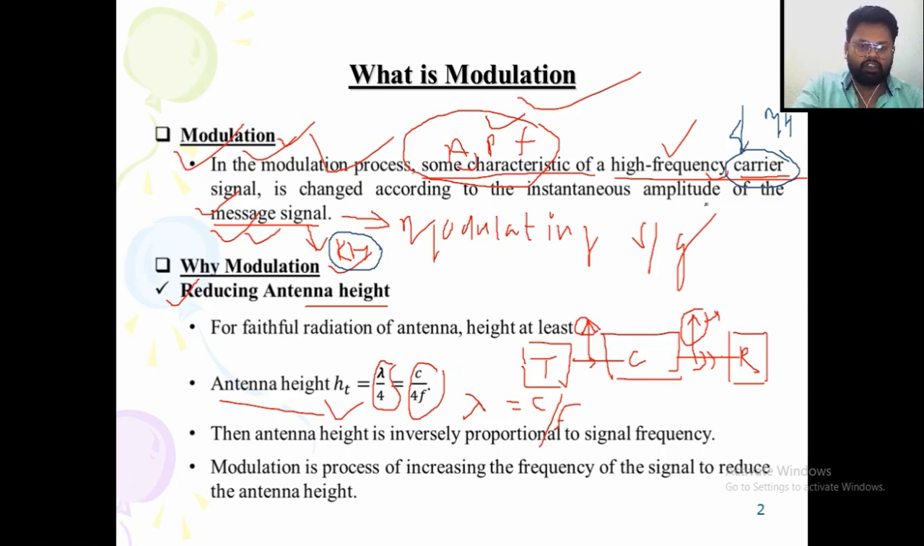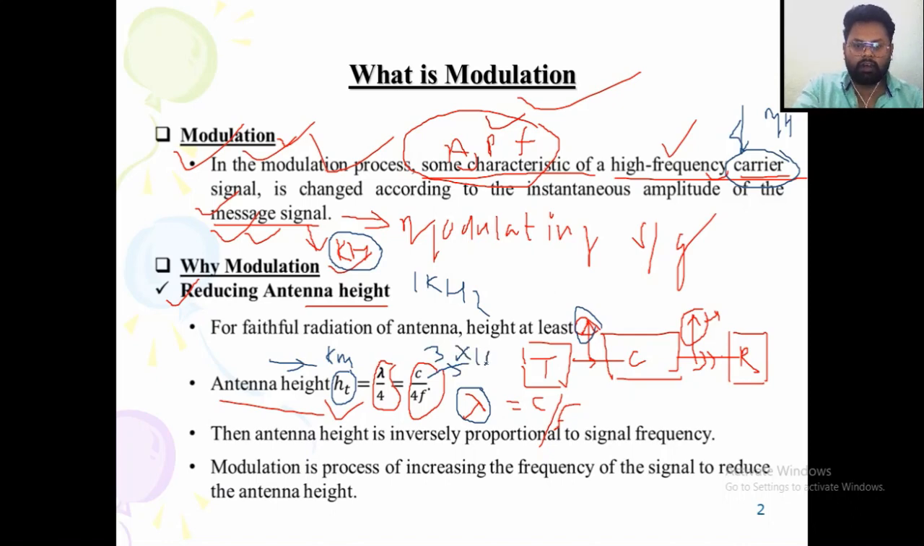If we transmit this signal without modulation through a transmitting antenna, the antenna height must be lambda by 4. Suppose we have a message signal with a frequency in kilohertz. If we put in those values, we get lambda, divide by 4, and the height must be approximately a kilometer.